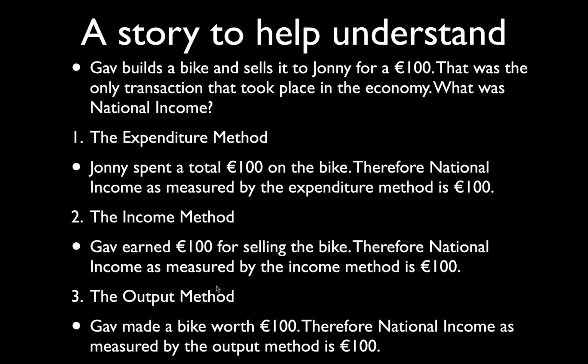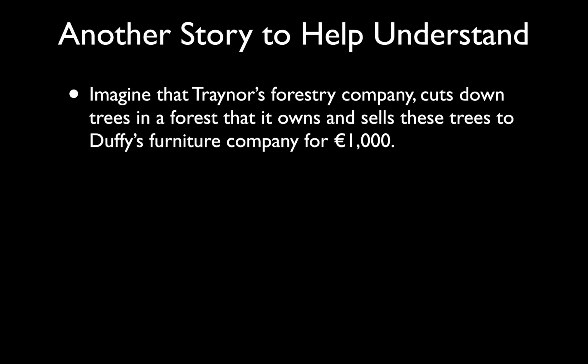No matter how we measure it, using the adding up total expenditure, total income earned, or the value of total output, either way, national income is €100. Now, the mistake that some people make is they add the three together. Please, please, please don't do that. Each of them equal each other. You don't add them. They are three separate ways of looking at the exact same thing. How do I know that Gav made a bike worth €100? Because that was the selling price. And who did he sell it to? He sold it to me. Okay, so don't forget that the selling price is the value of all goods and services.